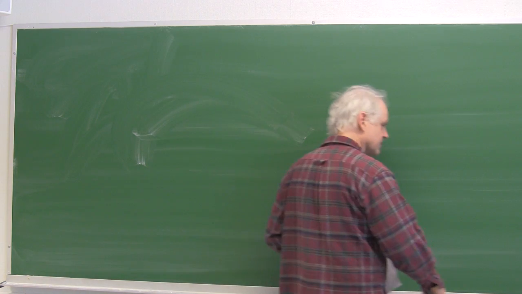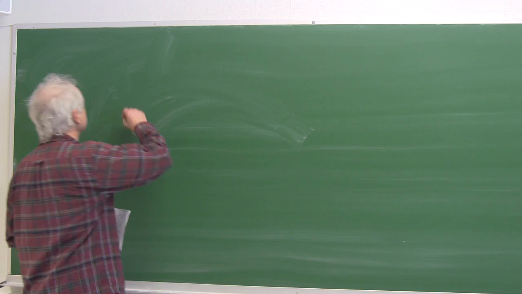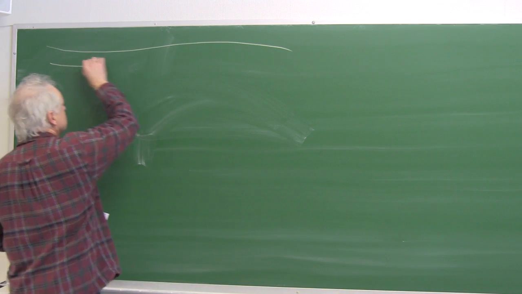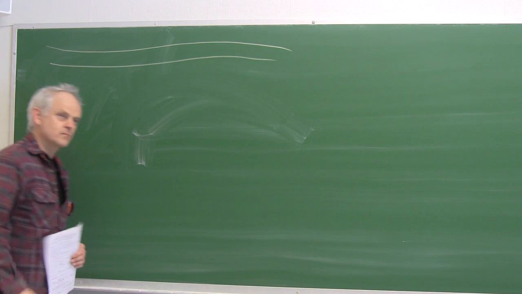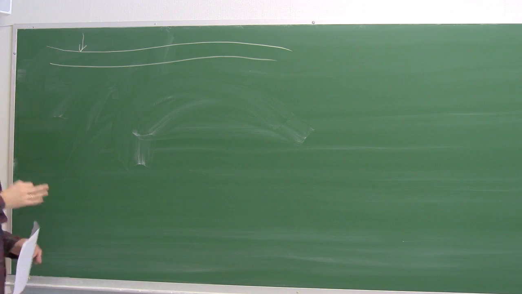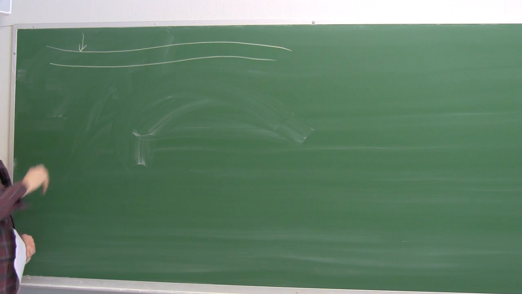Let's talk about the river model, starting by drawing a river. This is our river. We have some discharge to this river, and we want to look at the oxygen profile caused by this discharge.